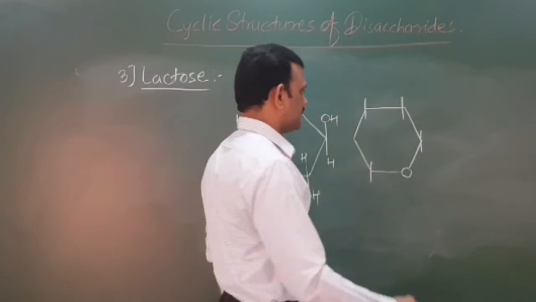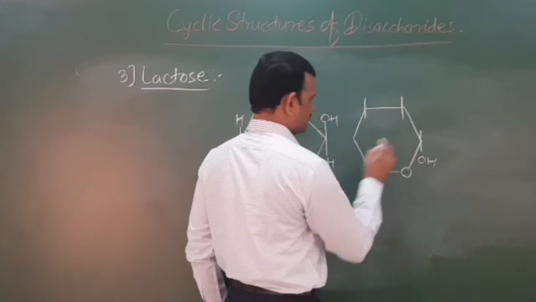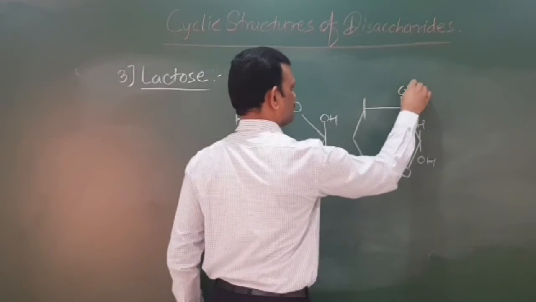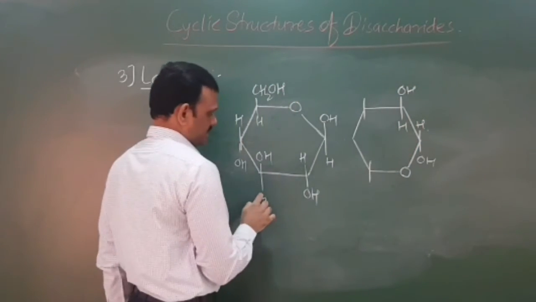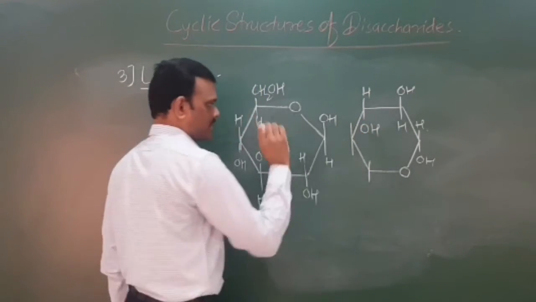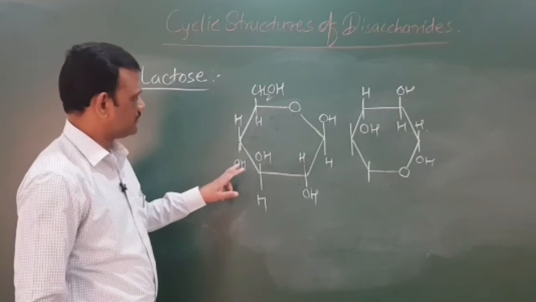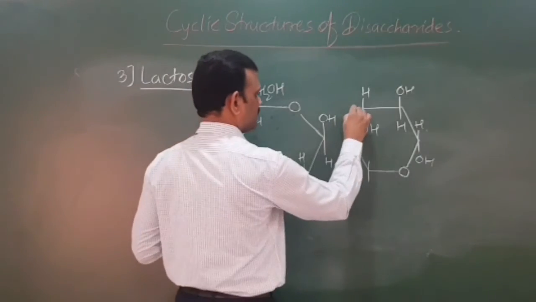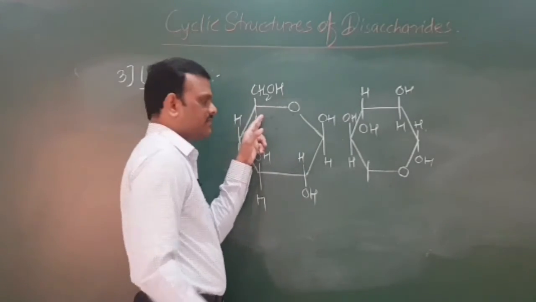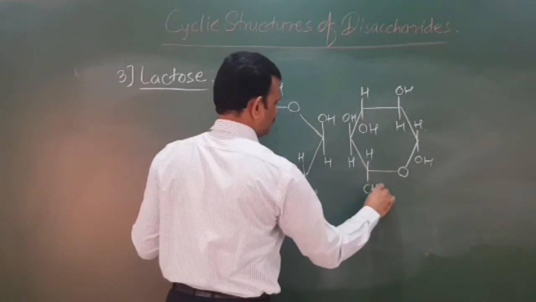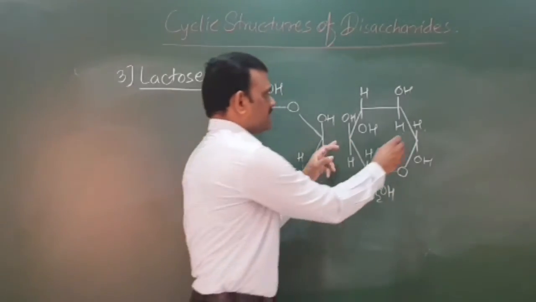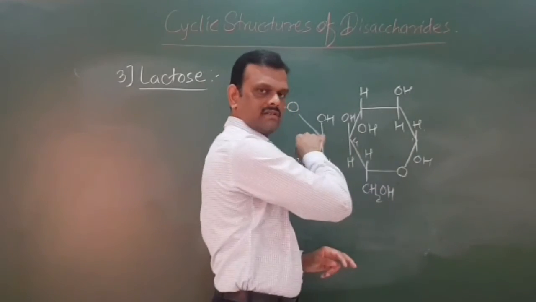Now this OH goes downwards, H comes upward. Same here, OH goes upwards, H downwards. Here H upwards, OH downwards. C4, OH is downward, you have to write it on the upper part, and H downward. Again same, C5, H up, CH2OH down. Exactly a rotation by 180 degrees through this C1, C4 axis.